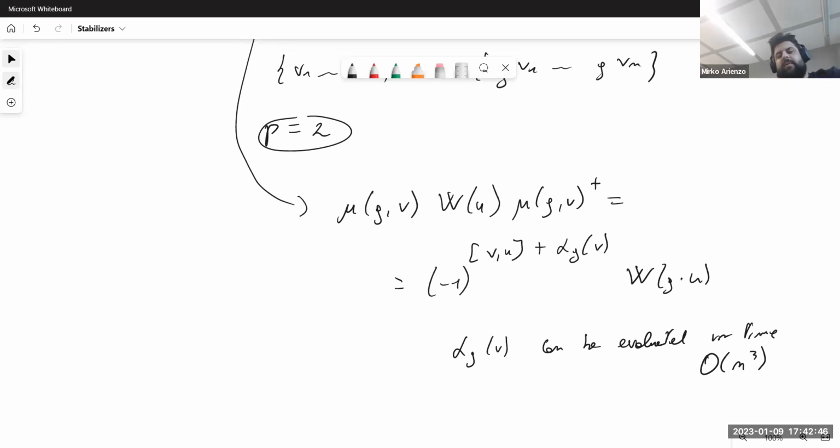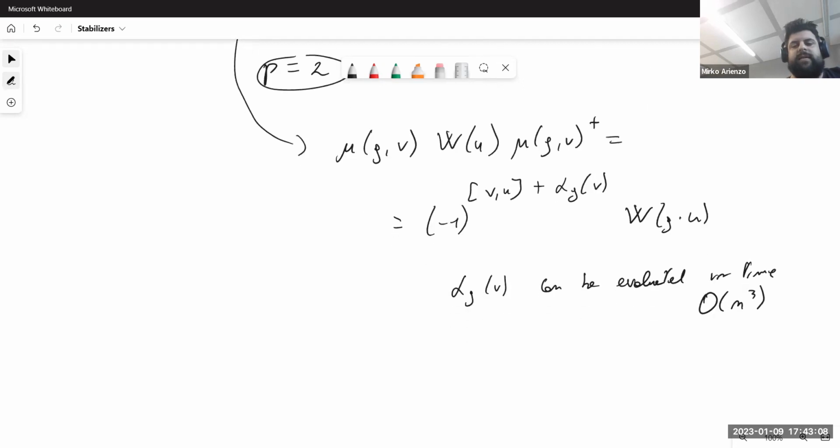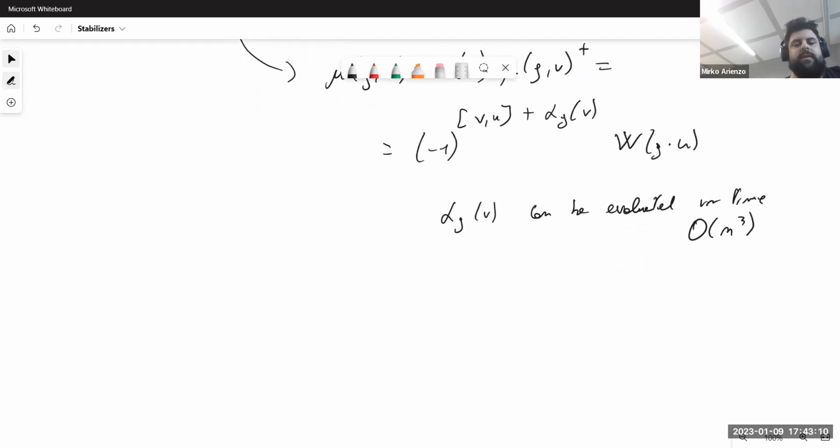And what is this function? This is related to the compatibility condition of the beta functions. That's the way you would evaluate this thing. But you have this prescription in this case, and then everything is the same. And the last thing that you do is stabilizer measurement.